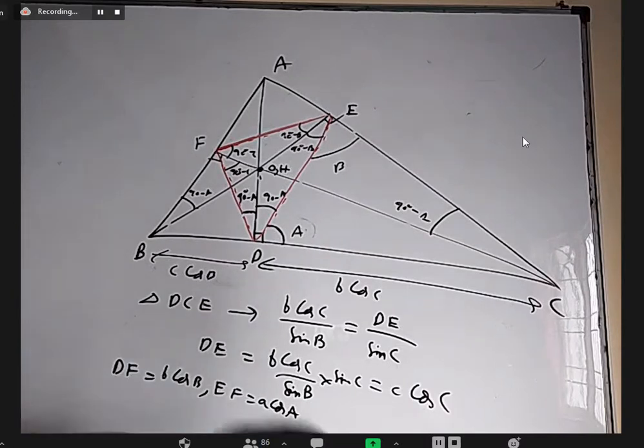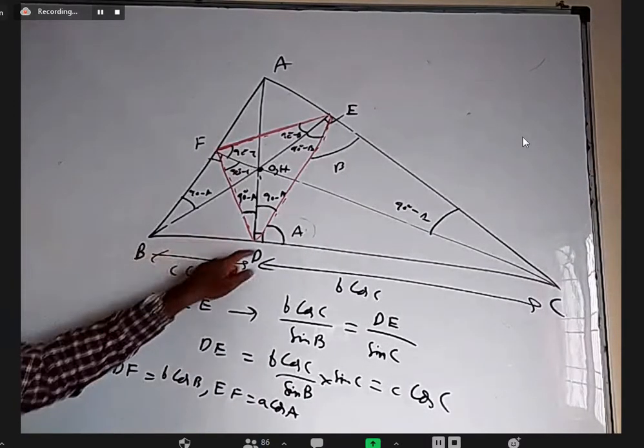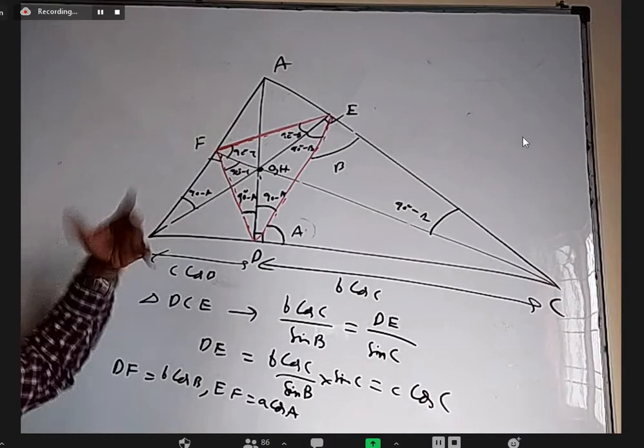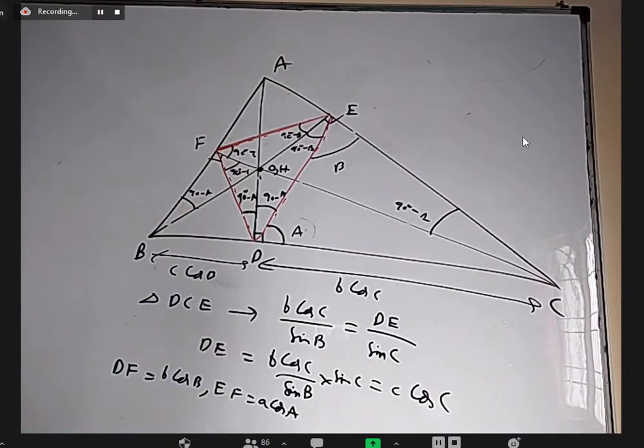Anybody want to give me an idea how to find the circumradius of this new triangle DEF in terms of any one of the properties related to the original triangle? The answer can be in terms of small a, small b, small c, capital A, capital B, capital C, or in terms of the original circumradius. Sir, R, sir. How? Sir, smaller. No, smaller, no.